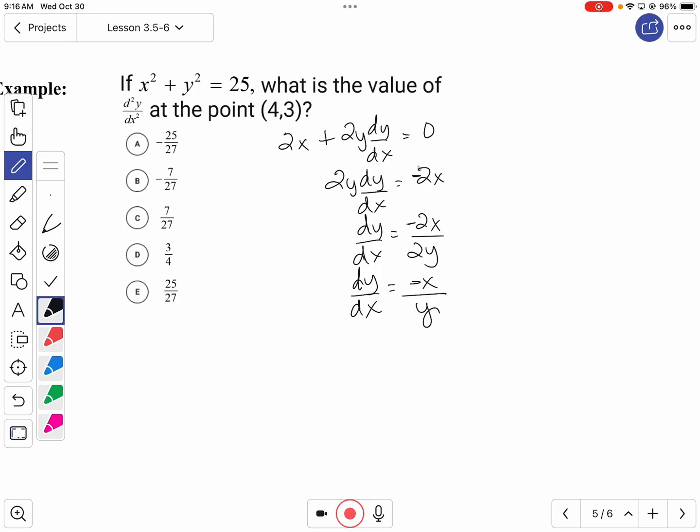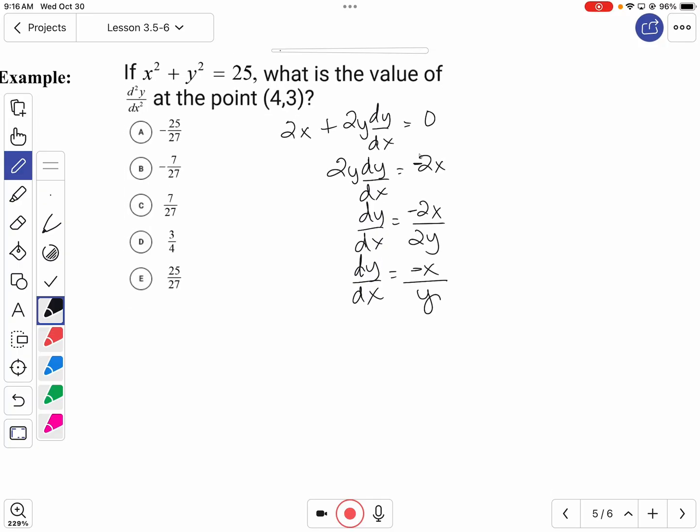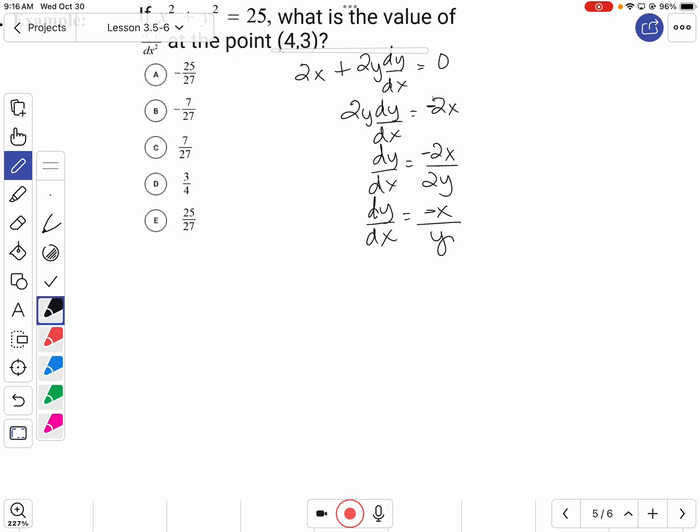All right, there's the first derivative, so you can check your work. Okay, I got it. I just forgot to reduce. Yeah, always reduce.